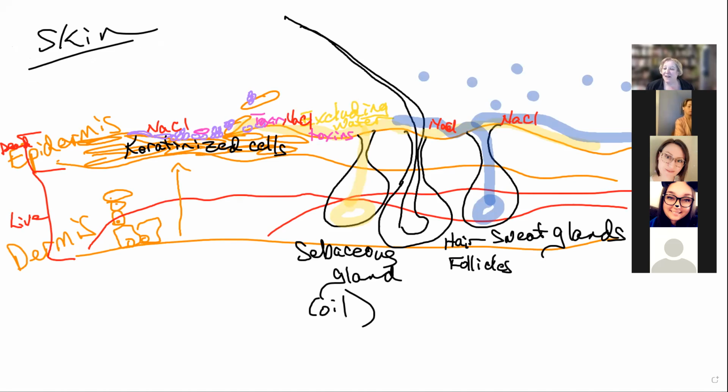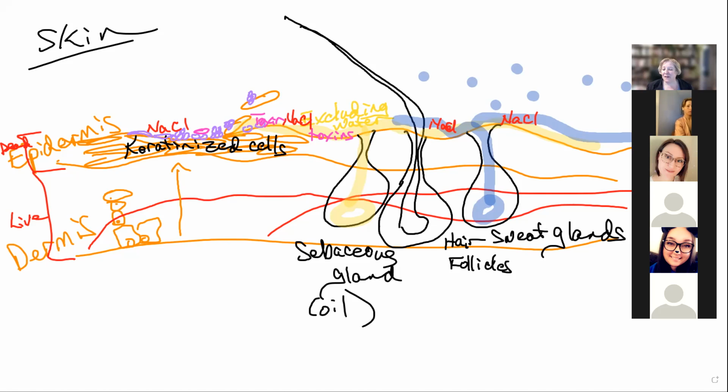I'm sorry, can you repeat what kind of barrier the flaking cells were? That would be considered mechanical because they're moving up and off. Okay, thank you. Yeah, anytime you have movement, it's considered a mechanical barrier.